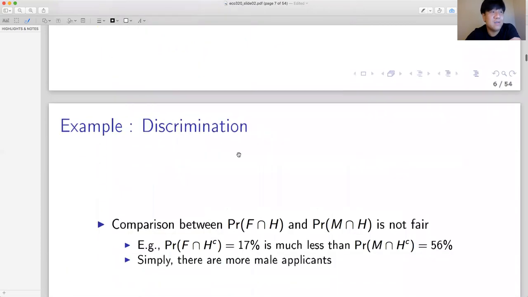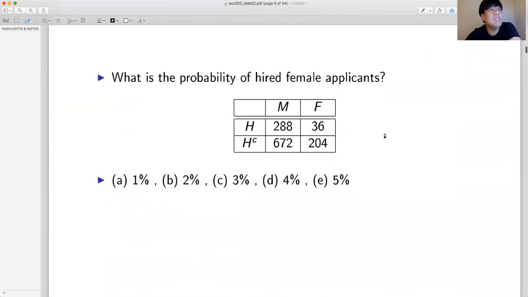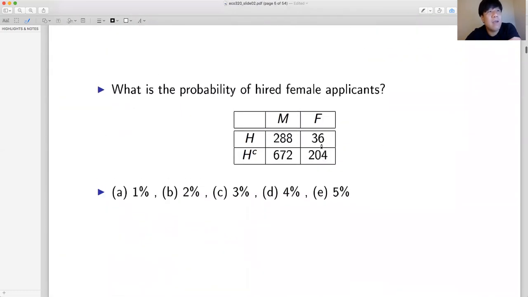The answer is no, because comparing this and this is not fair. For some reason, the number of female applicants is way lower than male. So it's not fair. Since 288 is greater than 36, it doesn't mean that there exists any discrimination, right? You need to compare apples to apples.